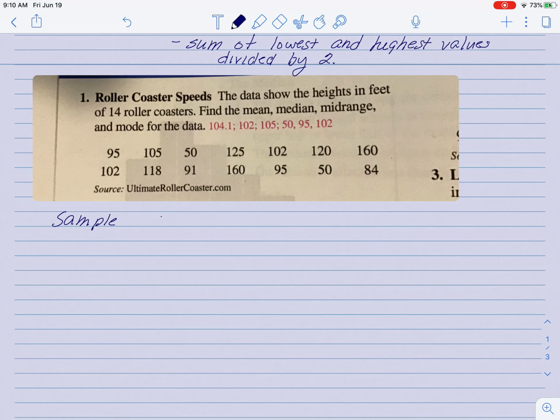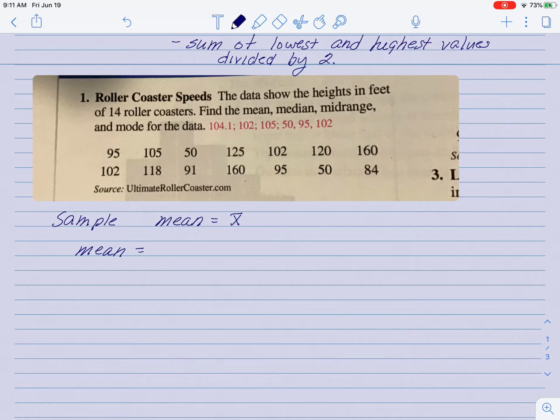So when we talk about the mean, we're looking for X bar. And that's just to make sure we understand that this represents the sample mean. And remember, mu represents the population mean, but this is not the population of all roller coasters. So this is just a sample. So the first one that we're going to find is mean.